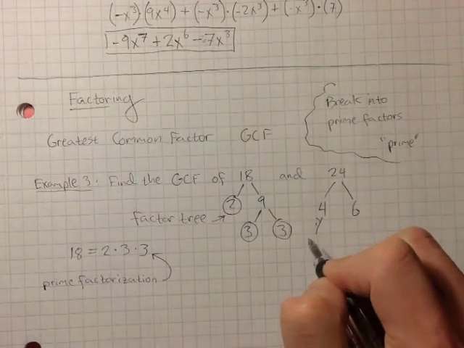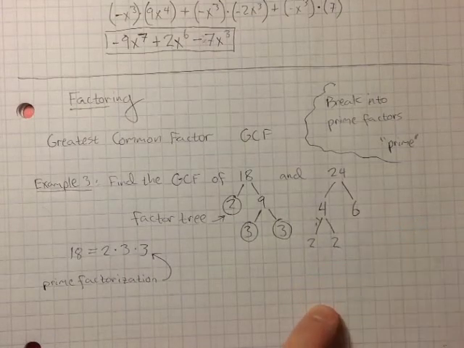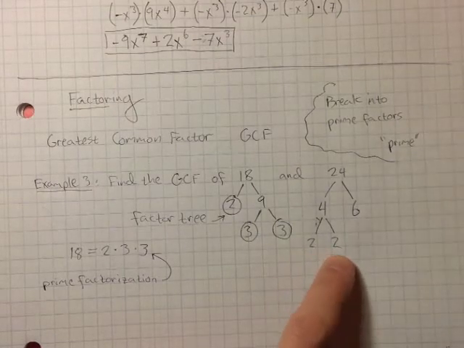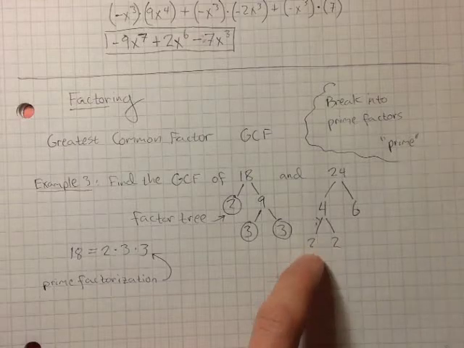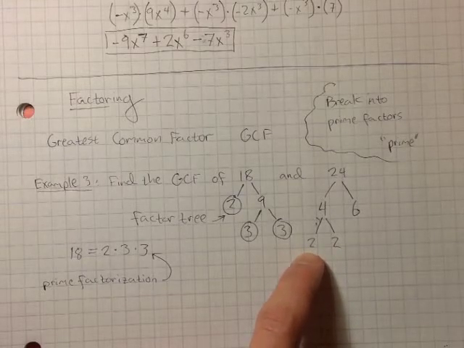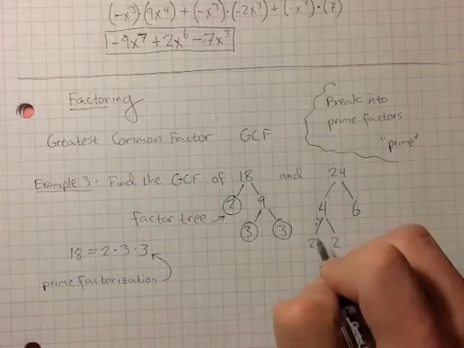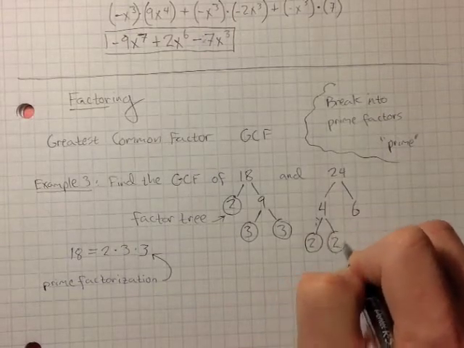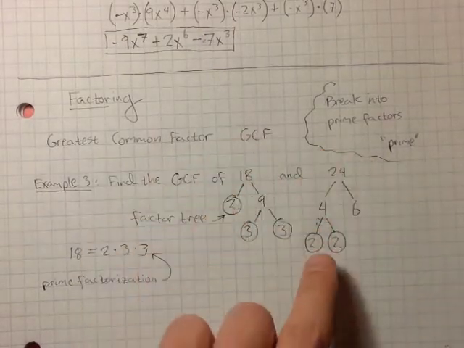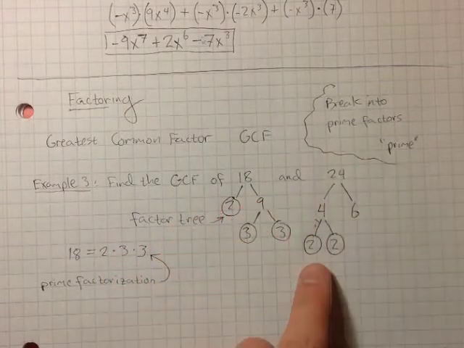Well, how about 2 and 2? Now let's look at the 2's. The 2's cannot be broken down any further because they are prime. So let's circle them. Circled, circled. Bam. We have reached the end of the tree in that direction.